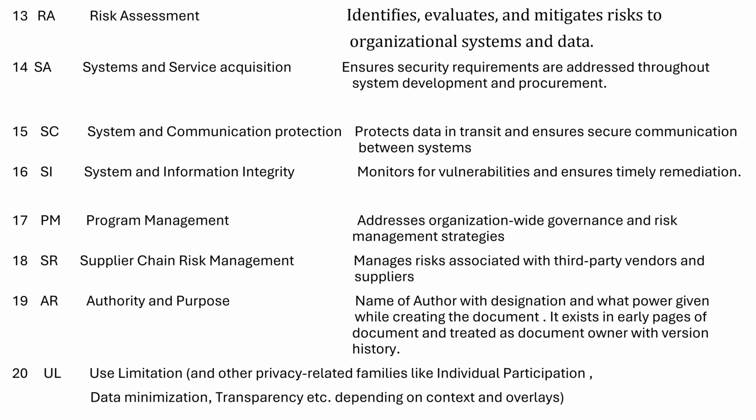Next is UL, use limitations, and other privacy related families like IP, individual participation, data minimization, and transparency. It completely depends on the context and overlay. So these are the 20 control families that come under NIST 853. If we understand all these controls, then CSF and RMF will automatically be an easy task for you to learn.